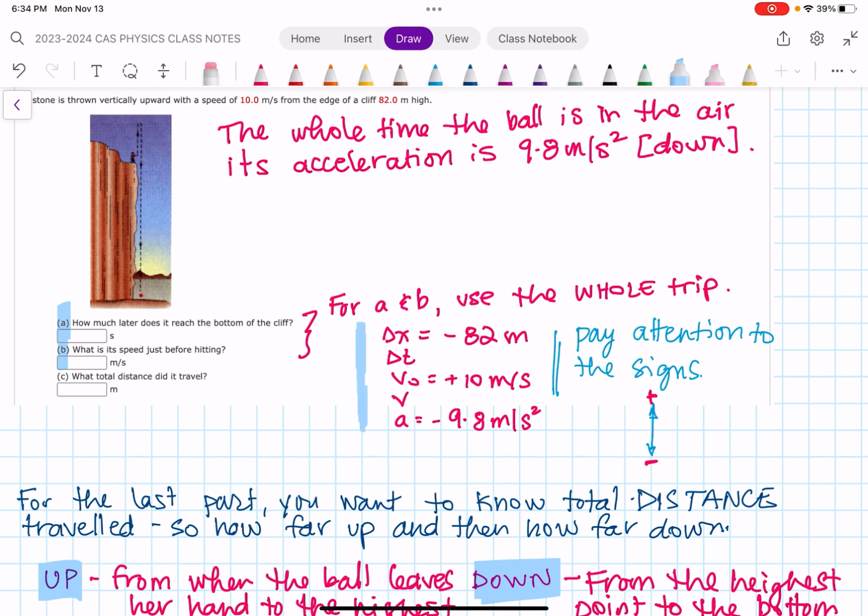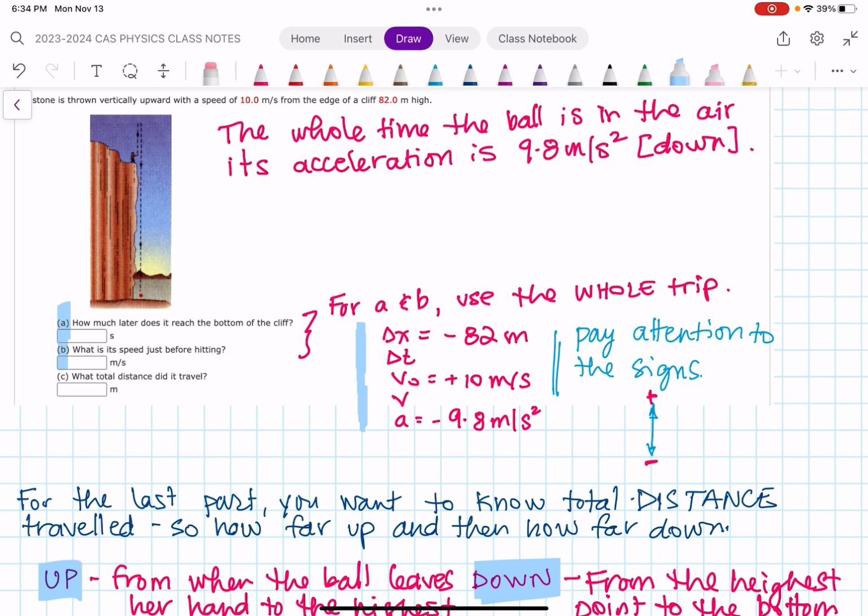You know that the displacement is negative. I'm saying here to pay attention to the signs because the displacement is negative. Even though it goes up and comes down, it ends up 82 meters below where it started. So that's where the negative 82 comes from. The positive is because you initially throw it up. It's got a velocity of positive 10 v naught, and then its acceleration is negative 9.8 because the acceleration is always down. So the idea here is that you use this information to find the other two variables.